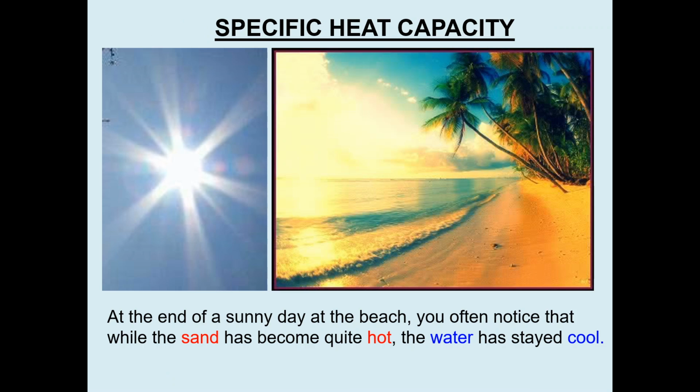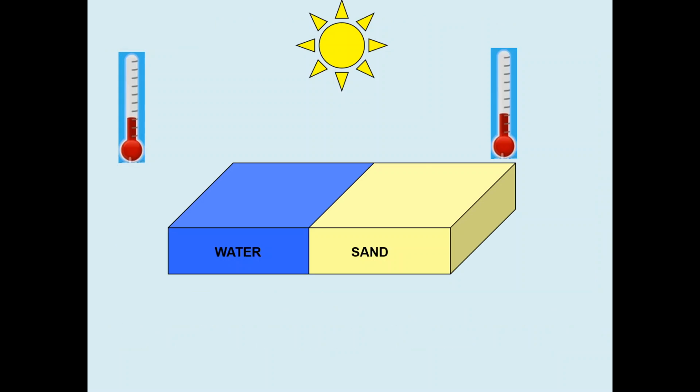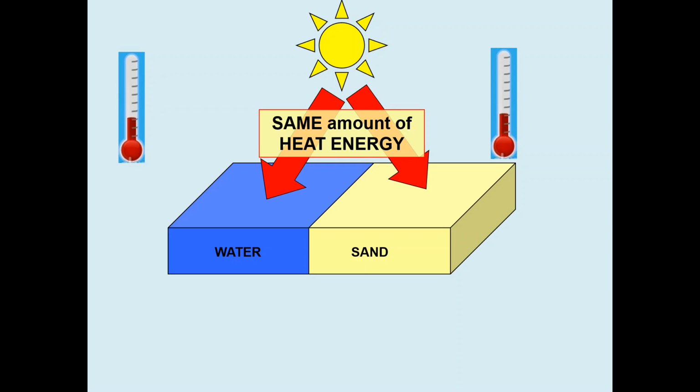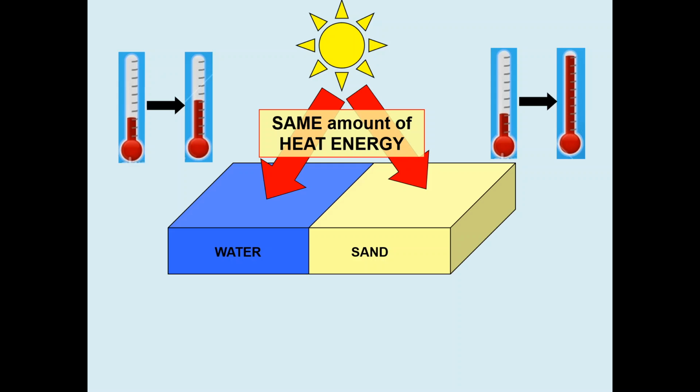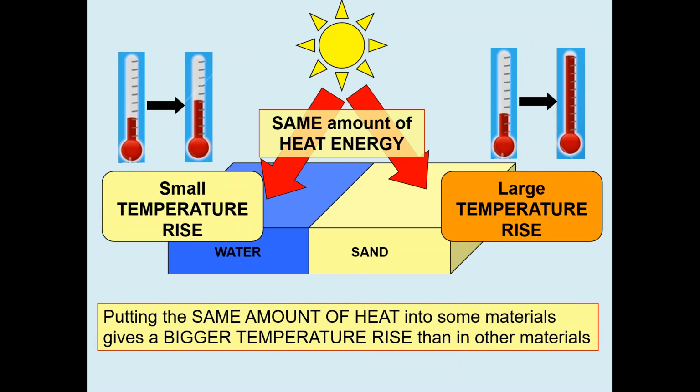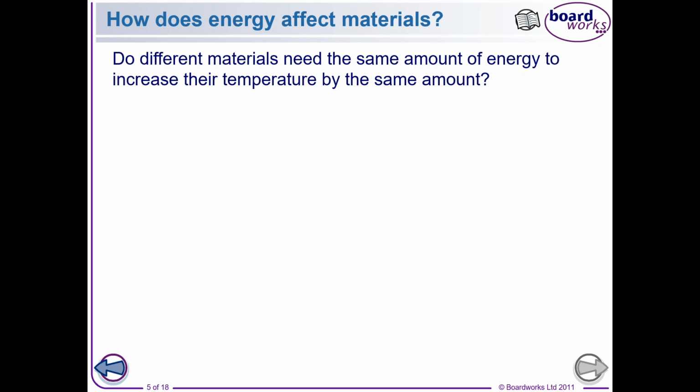Another example is if you're at the beach and it's a really sunny day. By the end of the day, the sand gets pretty hot, it's heated up by the sun, but the water stays cold, so it doesn't heat up as much. Why does that happen? They're receiving the same amount of heat energy, but the water's temperature might go up a little bit, but the sand gets a lot hotter. And that's because putting the same amount of heat into some materials gives them a bigger temperature rise than in other materials, and this depends on something called their specific heat capacity.